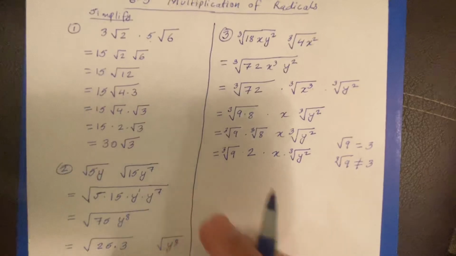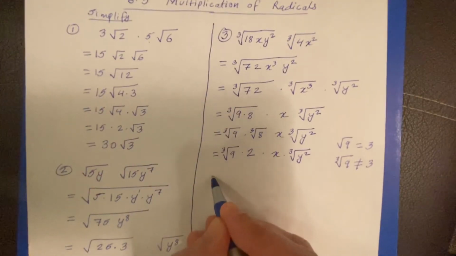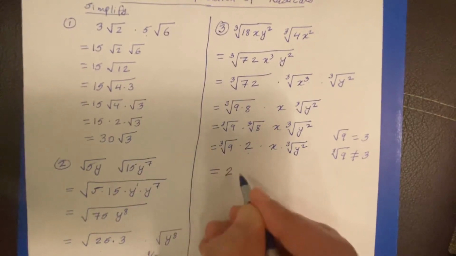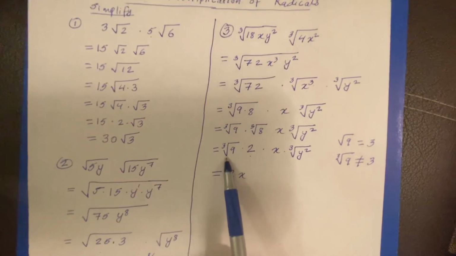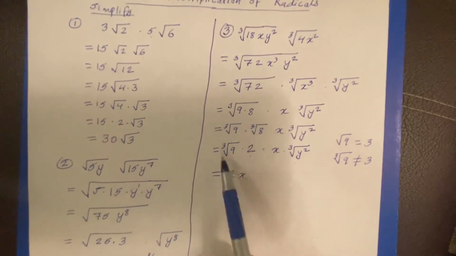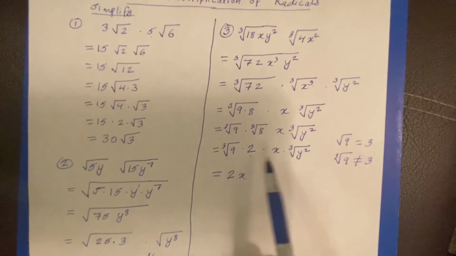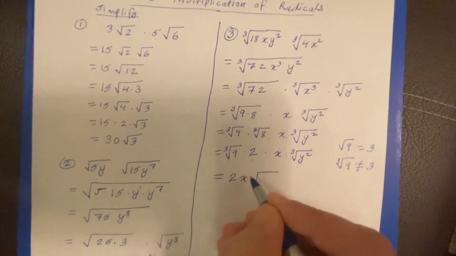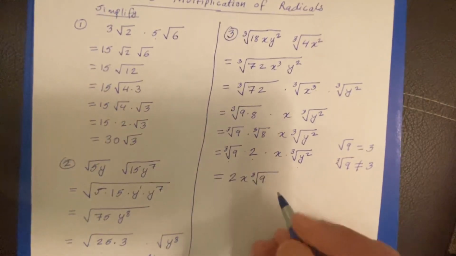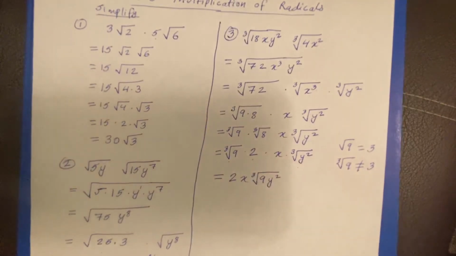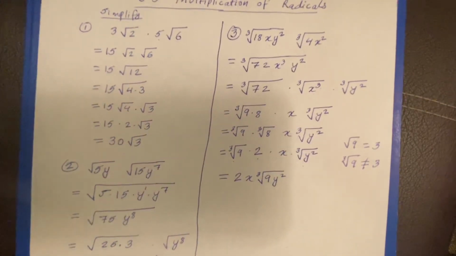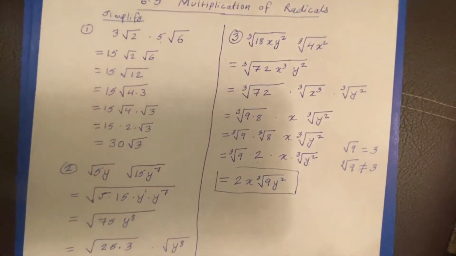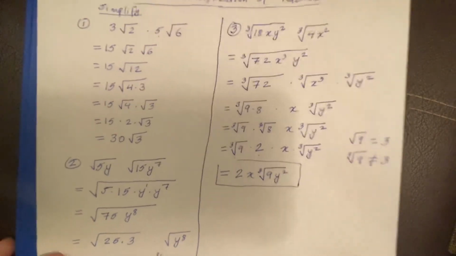All right, so now we can arrange our answer. We have 2x, so let's write that here. We have the cube root of 9 and the cube root of y squared, so these two have the same root, the same index. So we can combine these into a single root, 9 times y squared. So this is the final answer for this one.